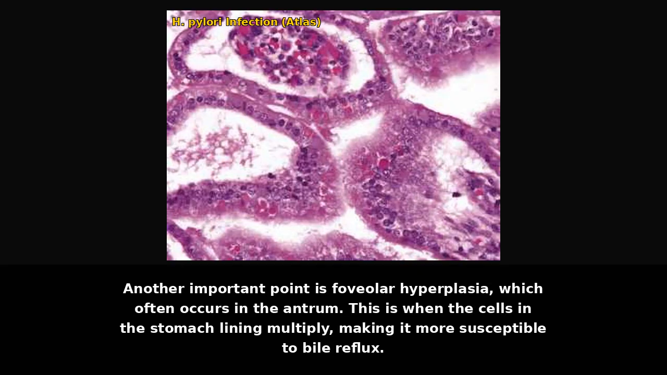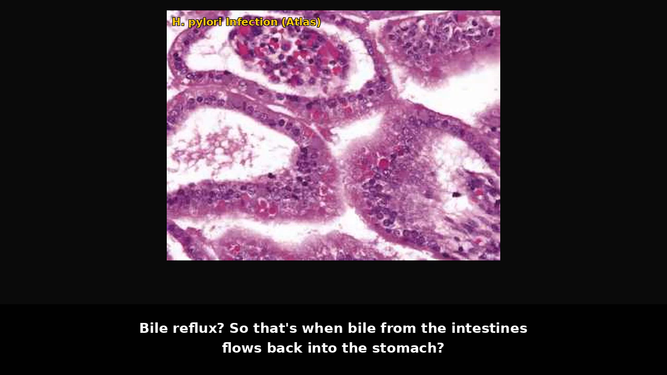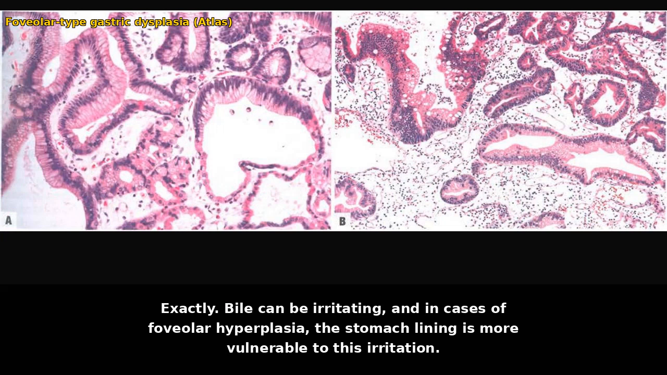Another important point is foveolar hyperplasia, which often occurs in the antrum. This is when the cells in the stomach lining multiply, making it more susceptible to bile reflux. Bile reflux? So that's when bile from the intestines flows back into the stomach. Exactly. Bile can be irritating, and in cases of foveolar hyperplasia, the stomach lining is more vulnerable to this irritation.